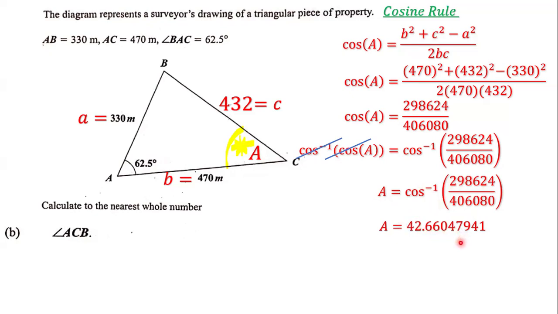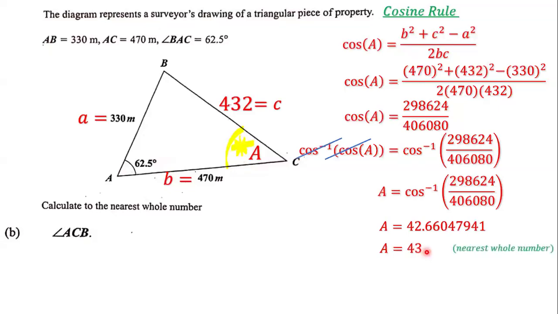Well, cosine inverse of this fraction is equal to 42.66047941. But we have to write it correct to the nearest whole number. So let's round. Notice that this number is 6, and since it's greater than 5, we can round up. So we add 1 to 2, and 1 plus 2 is 3. So A is equal to 43 degrees.